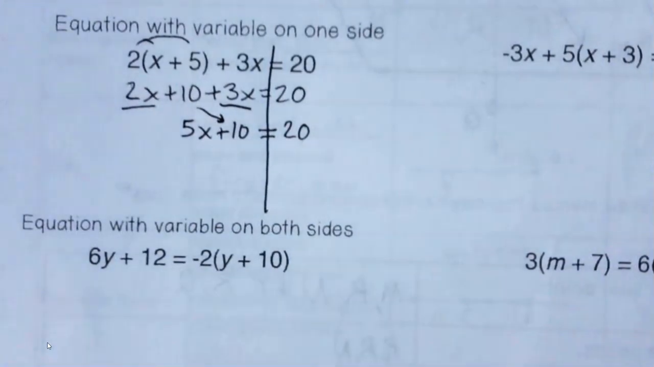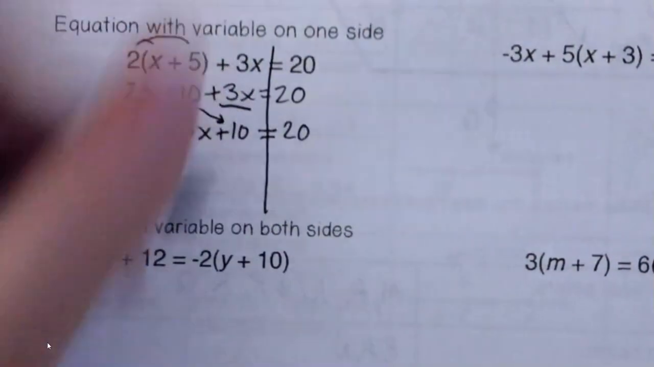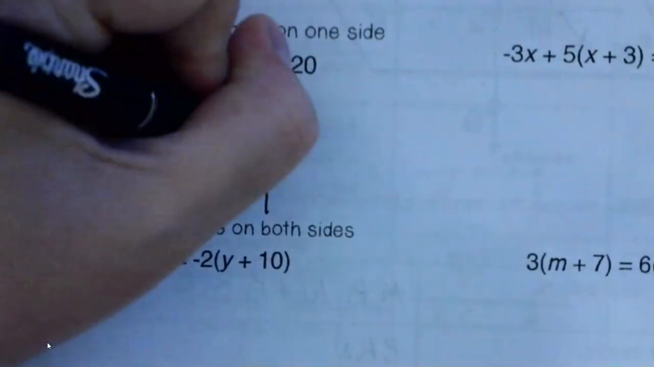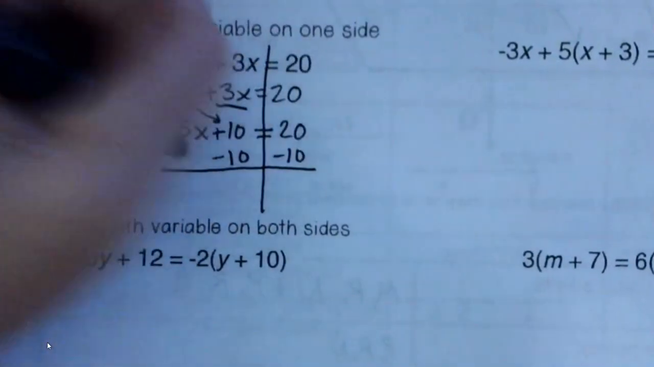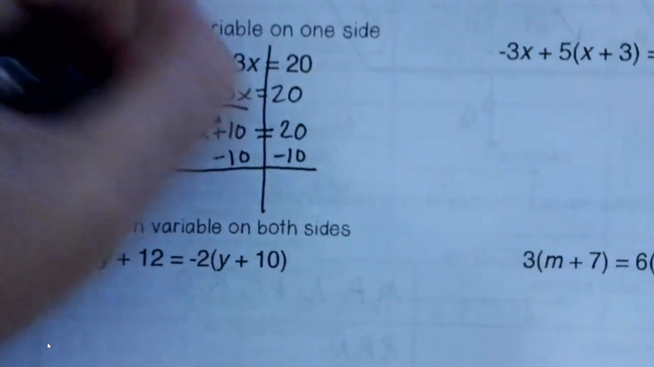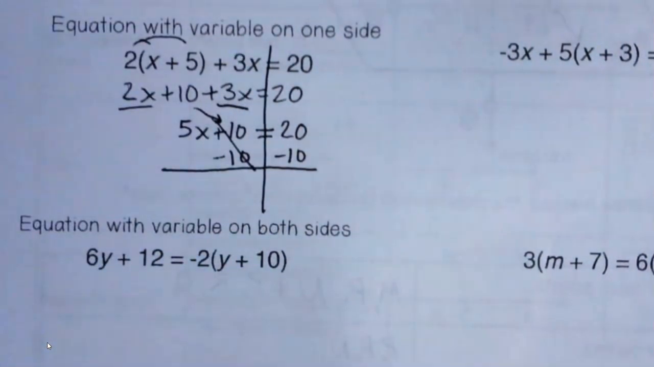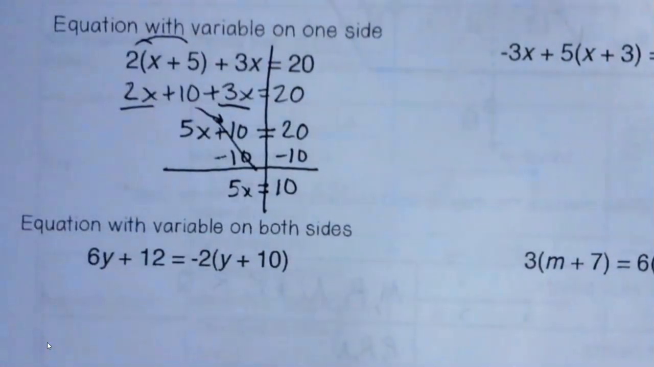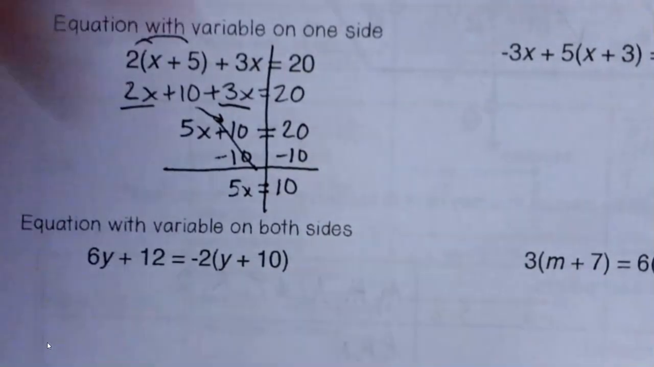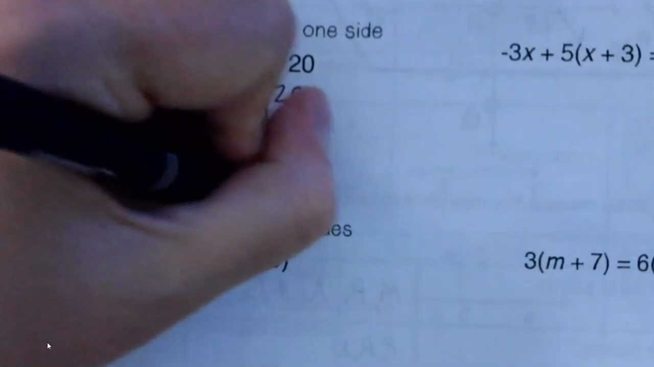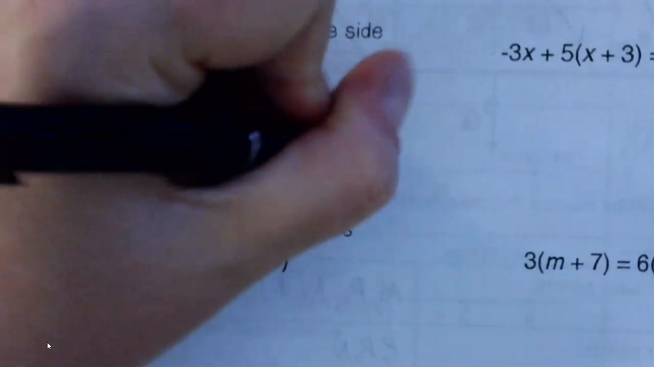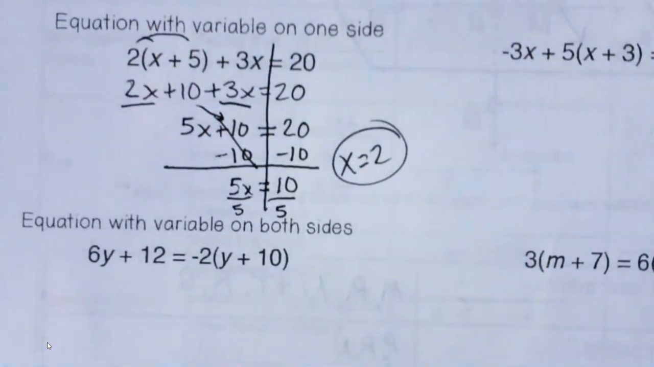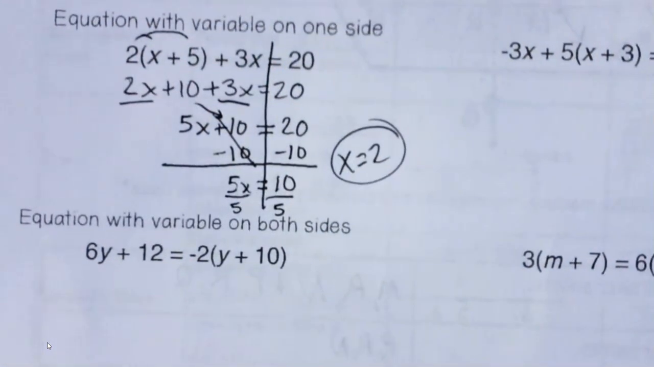And then you're going to use the inverse operation. So the opposite of adding is subtracting. We're going to subtract 10 on both sides. Bring my 5 down. My 10s are going to disappear because 10 minus 10 is 0. 5x is going to equal 10. We're going to divide by 5 on both sides. X is going to equal 2. And that is that.